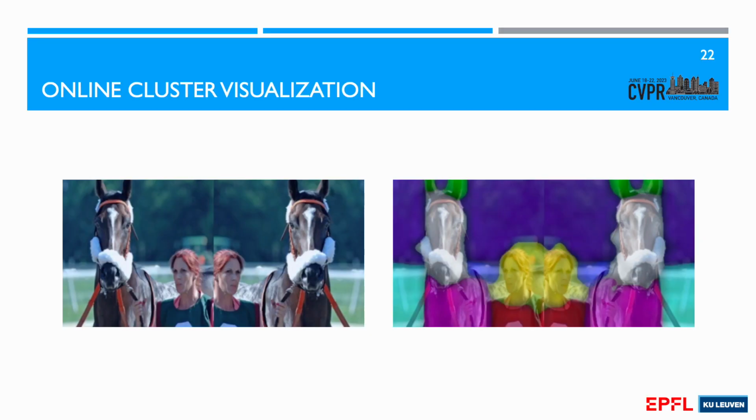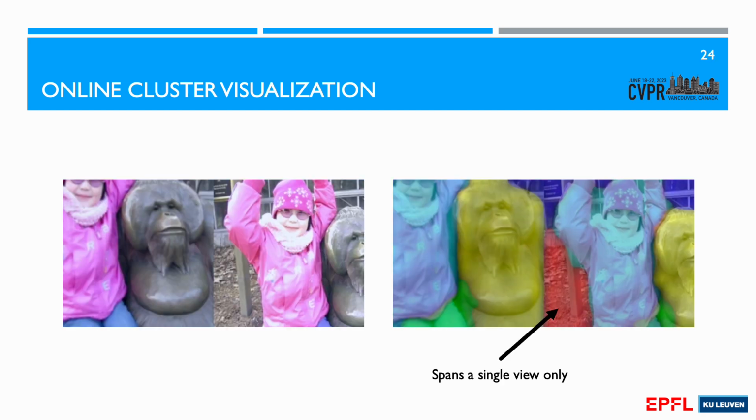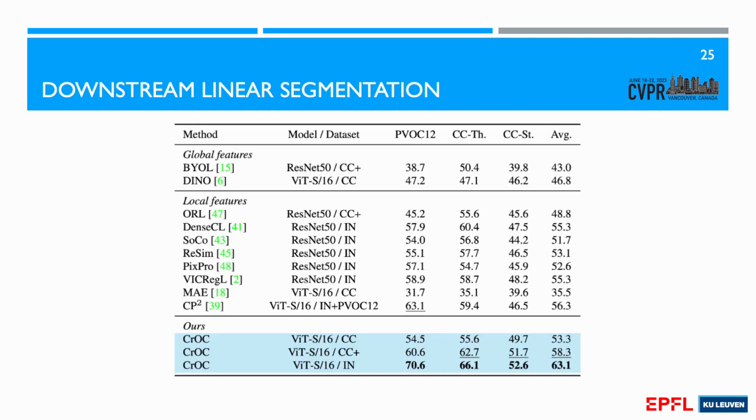So now let's have a look at some results. Here are some visualizations. On the left, the two views are shown, and on the right, the object masks are shown. Note that these are online clusters with which the object-level self-distillation is enforced, not a result of a downstream segmentation. On downstream linear segmentation, we see that CrOC is comparable with previous methods while being trained only on COCO. When trained on ImageNet, it outperforms previous works.